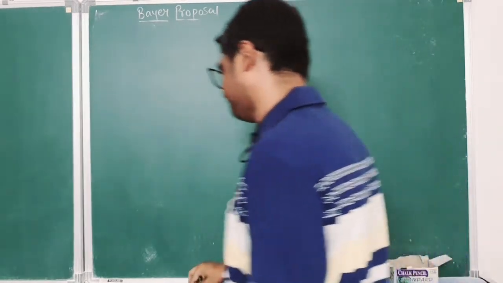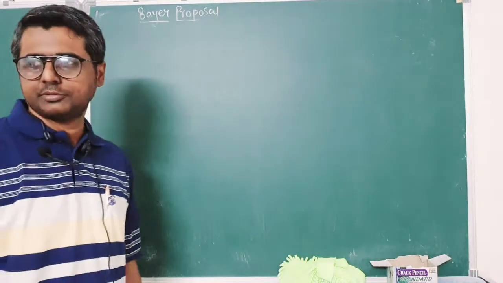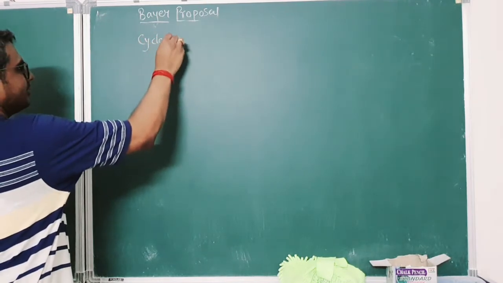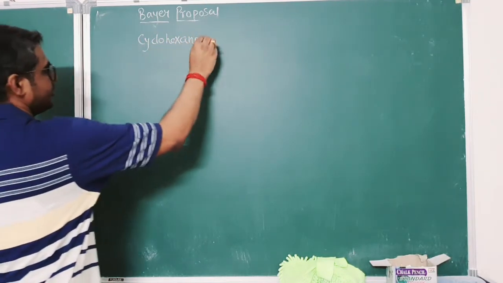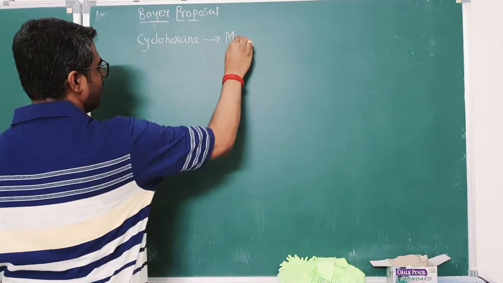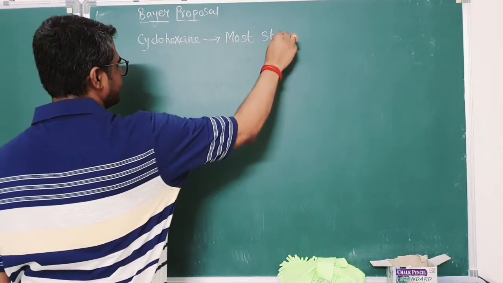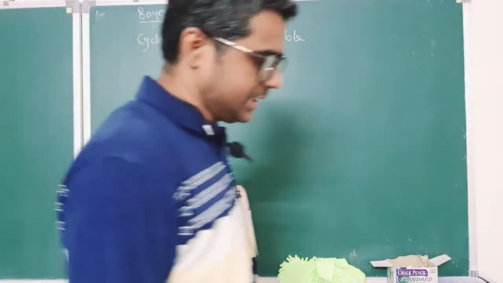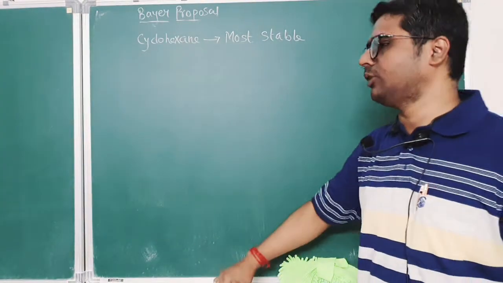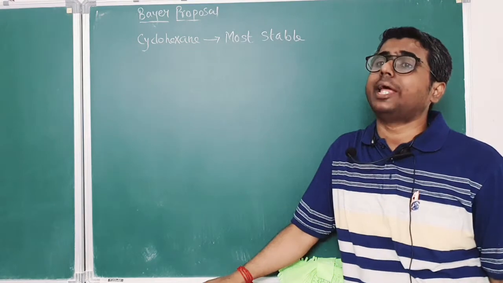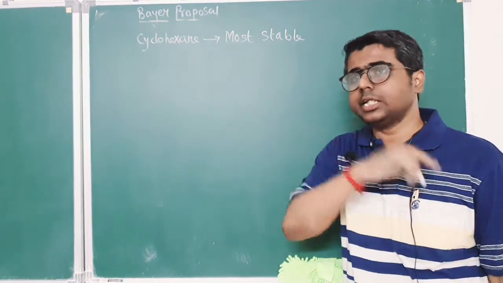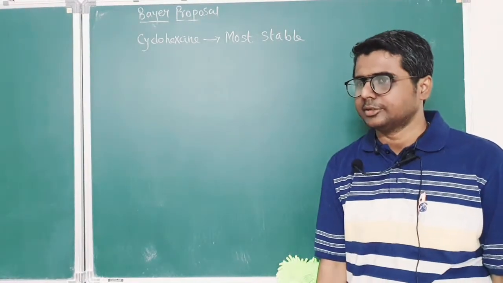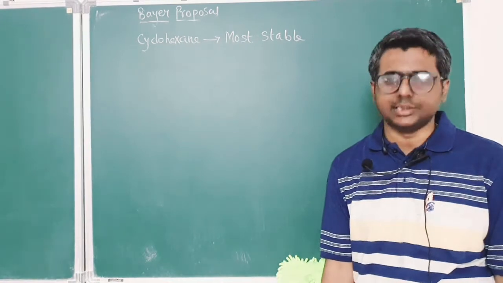Next point. However, in reality, it was found out that cyclohexane is the most stable, not cyclopentane. Why? Because during all this time we have been discussing planar cycloalkanes, so we could have easily calculated by the regular polygon formula the angle between the sides. But in case of non-planar, things are not so easy.